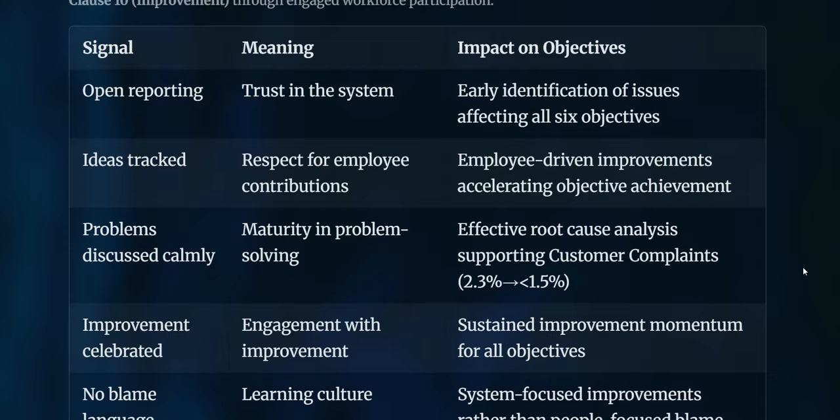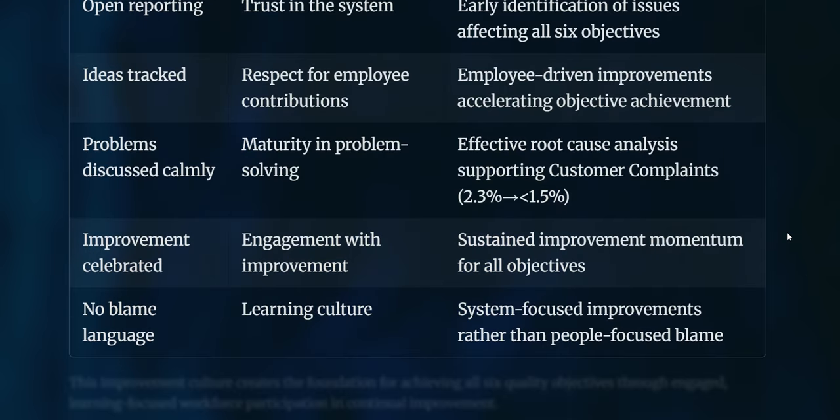The other signal we have is improvement to be celebrated. This means engagement with improvement. The impact it has on our objectives includes sustained improvement momentum for all objectives. This means here we celebrate who suggests and we celebrate the success.